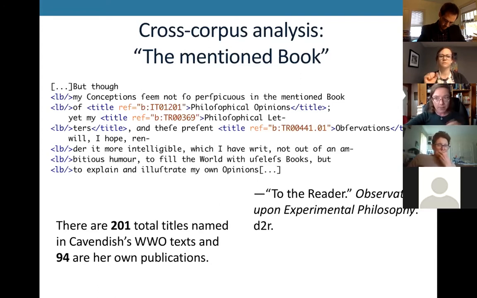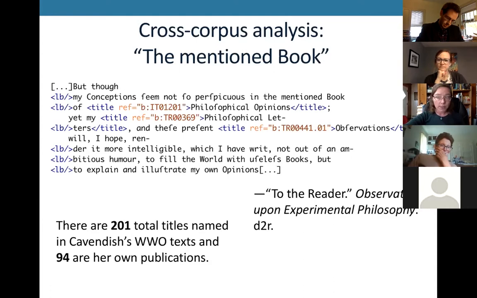For example, if you did have time to read through the prefatory materials from Observations, you might have noted informally that there are quite a few titles mentioned in that short selection, and they're all Cavendish's own works. With markup, we can move from observation to computational analysis. For example, looking at all of the different intertextual gestures in the WWO Cavendish texts.